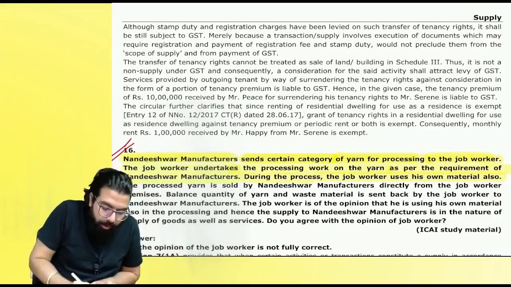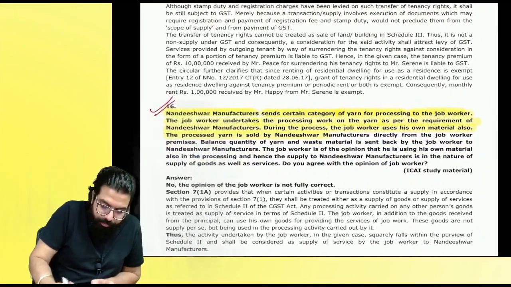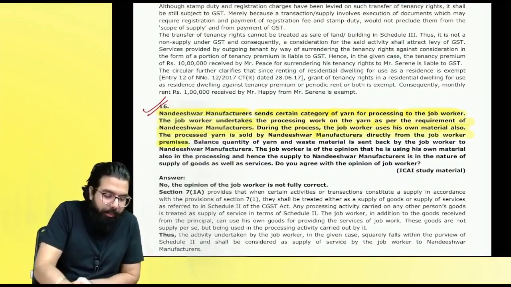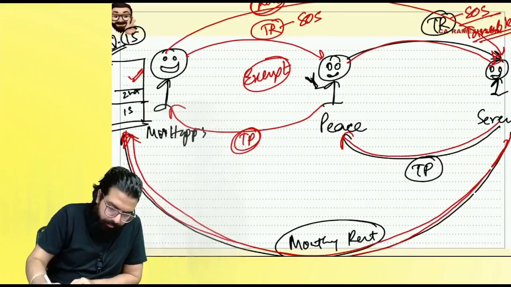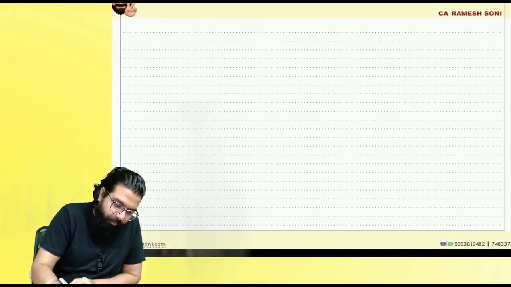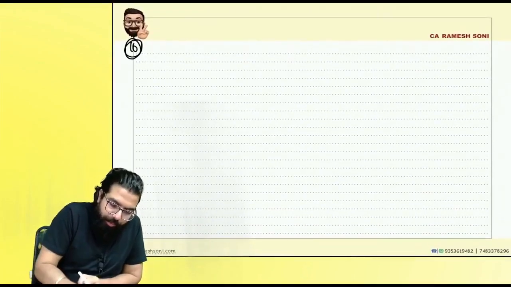Next. The processed yarn is sold by Mr. Nandish directly from the job worker's premises. You know what happened? Question number 16. We are yet to learn about job work, but still I'll tell you.